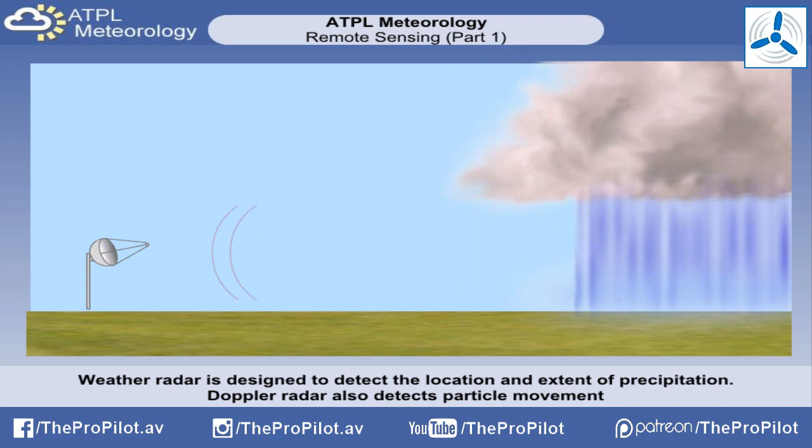Weather radar are specifically designed to detect precipitation. However, there are two different types. The basic and more common weather radar detect the location and extent of the precipitation and its intensity, whereas the newer Doppler radar also detects the lateral motion of precipitation particles.